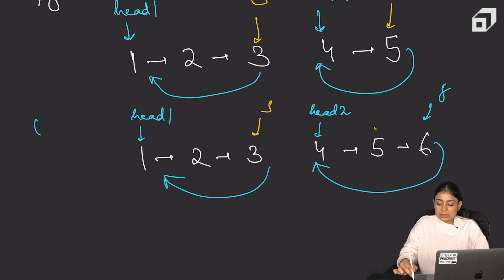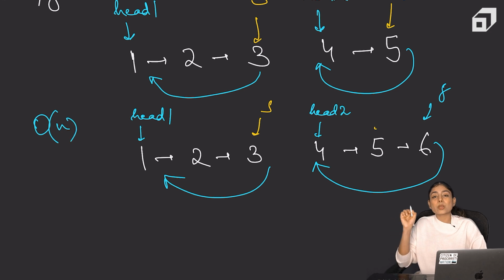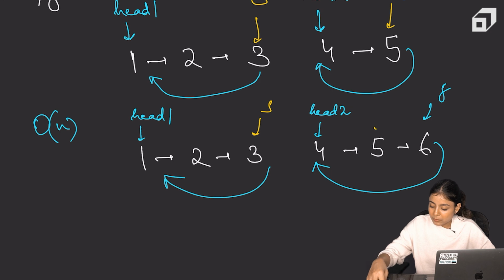And the time complexity of this solution would be O of n, because we are traversing the entire linked list to find the middle node, right, using my slow and fast pointers. So let's try to implement this now.